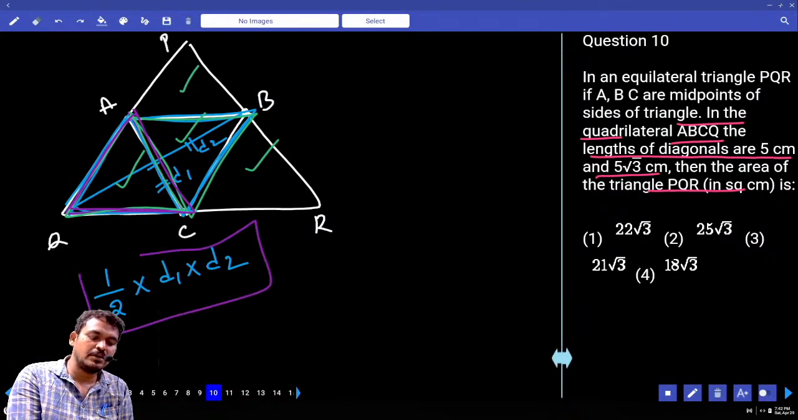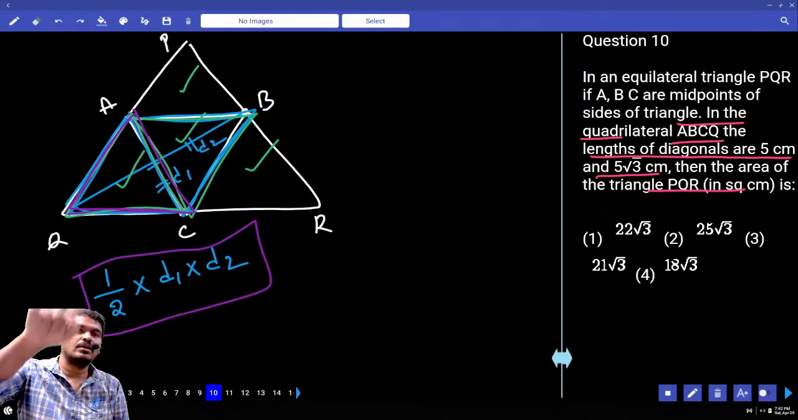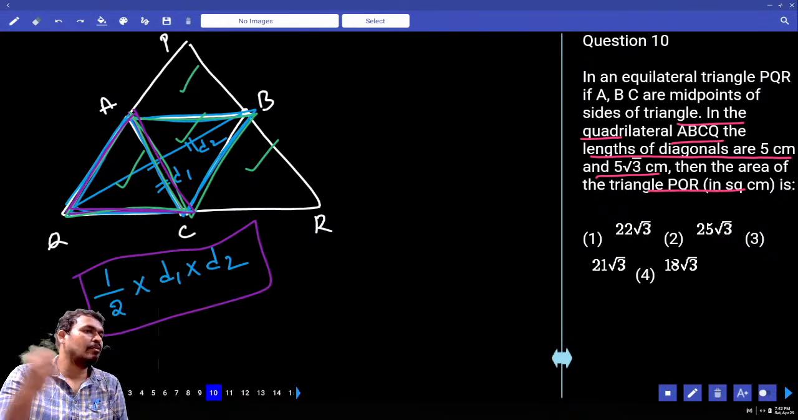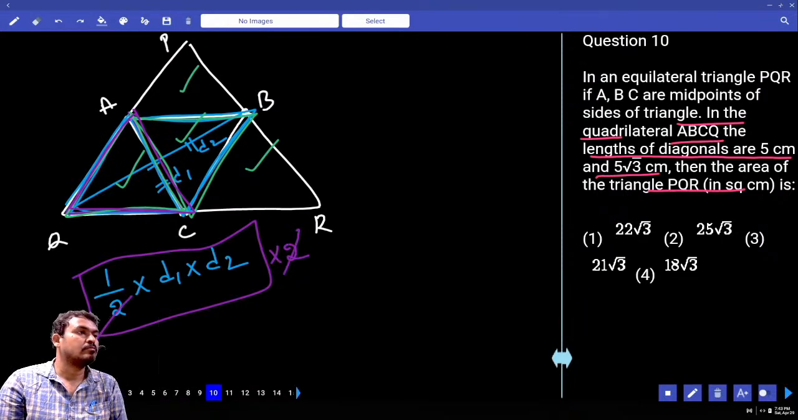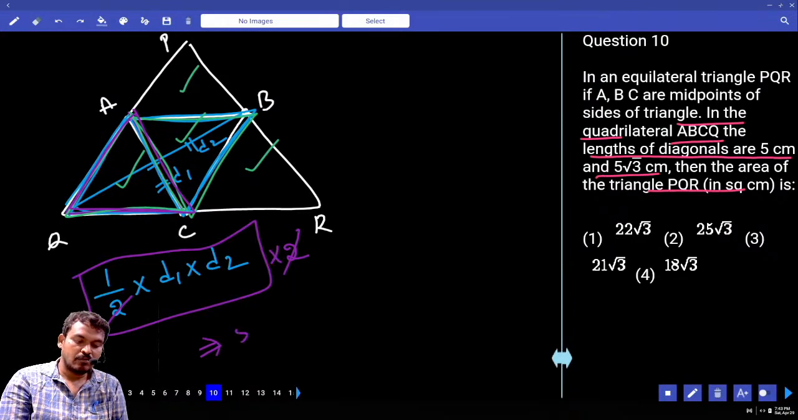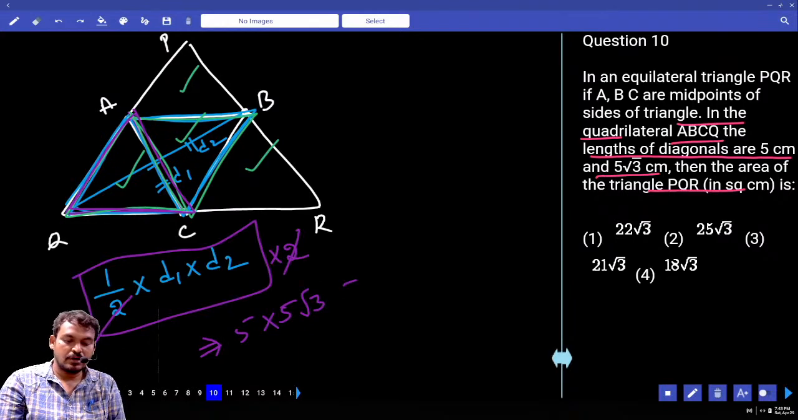Half into D1 into D2. But we require the total four triangles' area, means it will be double or triple? Double. Multiplied by 2, the 2 gets cancelled. What is the D1 value? 5. What is the D2 value? 5 root 3. What is the answer? 25 root 3.